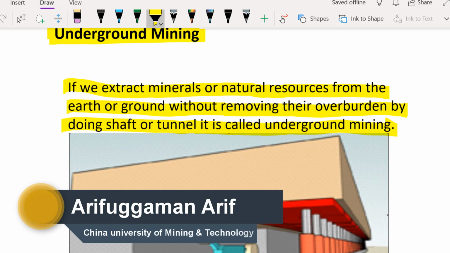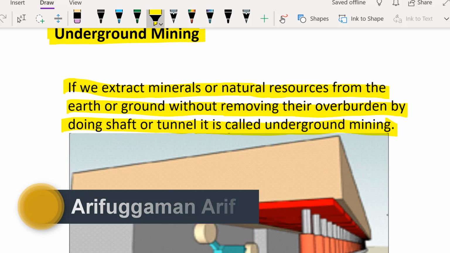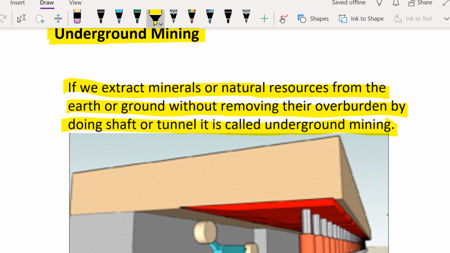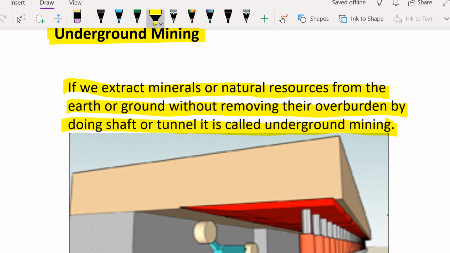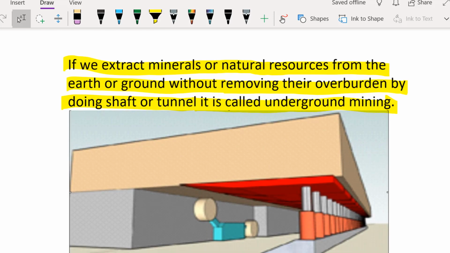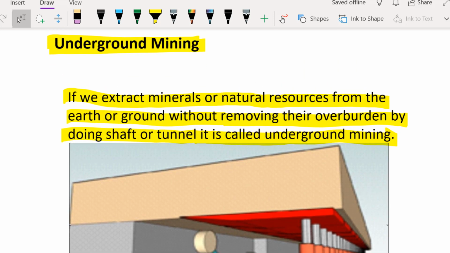Underground mining is totally the reverse of surface mining. Suppose a mineral or deposit is very far away from the ground. To extract it by surface mining, you would have to dig very far, and it is very arduous. So that's why we make a shaft, a tunnel, and we go underground and dig the seam and collect it. This is the basic reason to do underground mining.